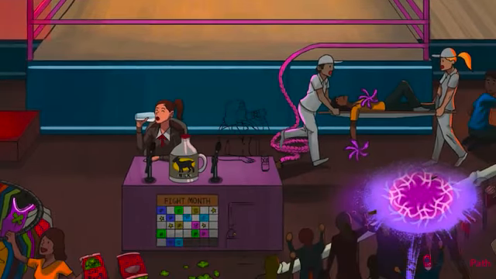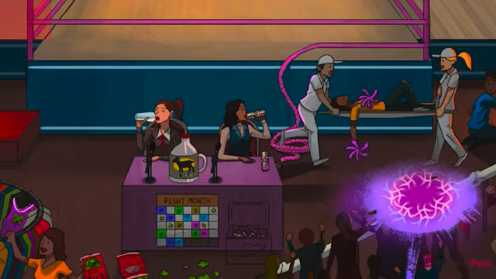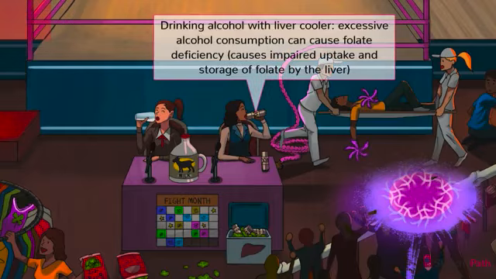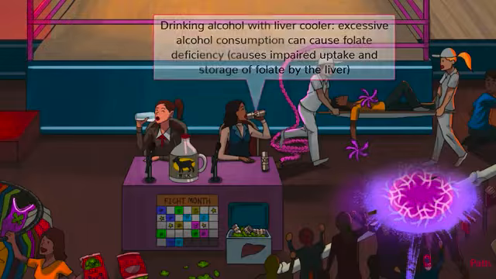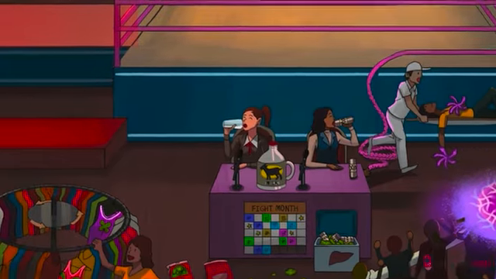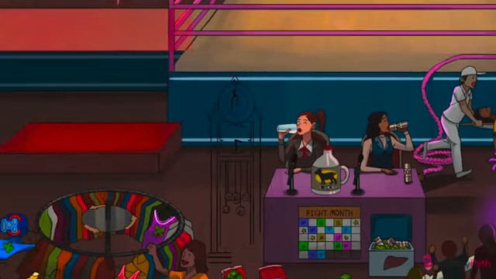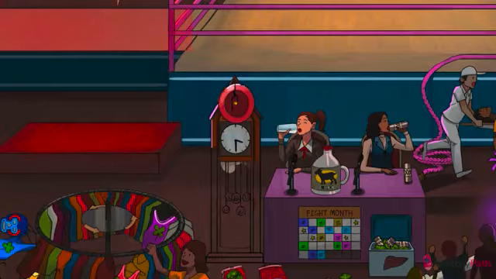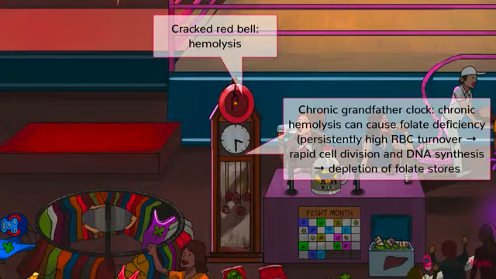Alcoholics are especially prone to developing folate deficiency, at least in part due to an impairment of folate uptake and storage by the liver. Unlike other causes of folate deficiency, alcohol abuse can lead to megaloblastic anemia in a matter of weeks, since it effectively renders folate stores useless. Another subset of individuals prone to folate deficiency are those who experience chronically high RBC turnover, such as patients with uncontrolled hemolytic anemia.